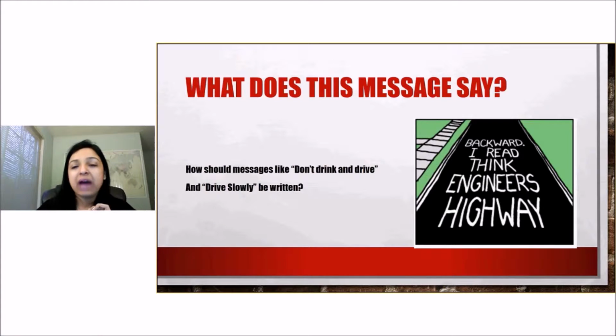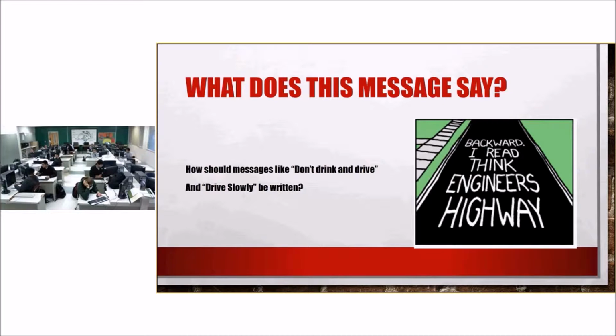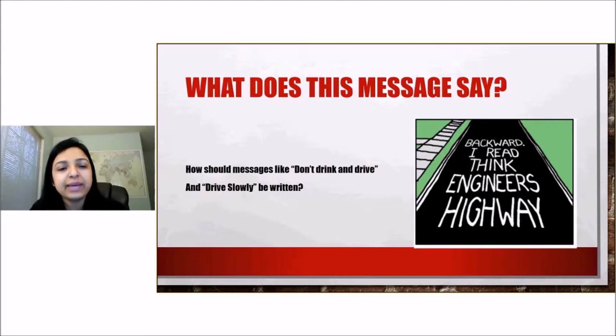So let's write an algorithm of how we would write a message. Assume you have a stop sign at the very beginning of the road, which means the last letter should align with the stop sign, and then you're writing one word per line. Mr. Dimmer, you want them to write down which blocks to use? No, don't worry about the blocks at this point in time. Just write the algorithm. Just write it in plain English. What would it mean to translate the message and write it down in a backward manner?